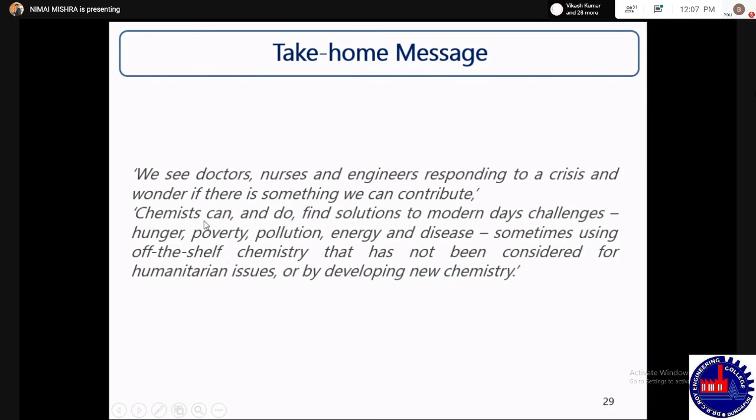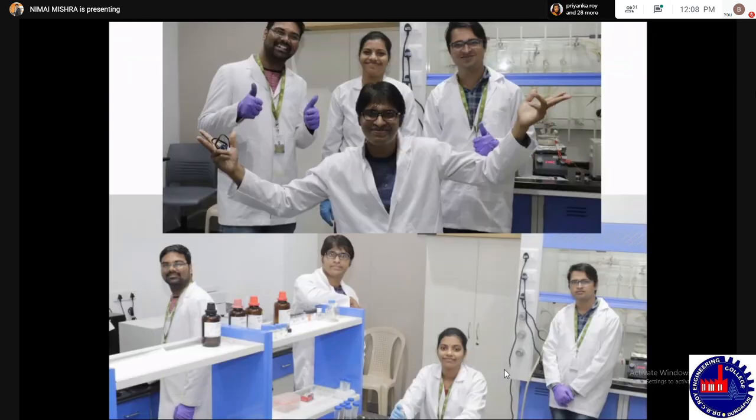I'm thinking from my perspective as a chemist, can I do something? Chemists have been finding solutions with the help of physicists, biologists, and engineers to modern-day challenges: hunger, poverty, pollution, and energy problems. All of us can think out of the box, beyond conventional chemistry and engineering that has not been considered so far, and we can develop new tools that can be useful for society. Okay, so this is the picture of my laboratory.